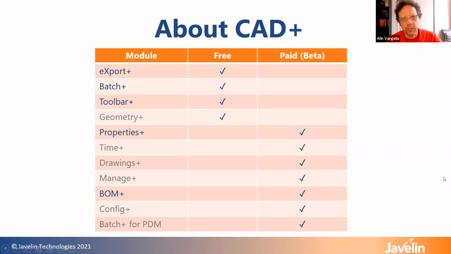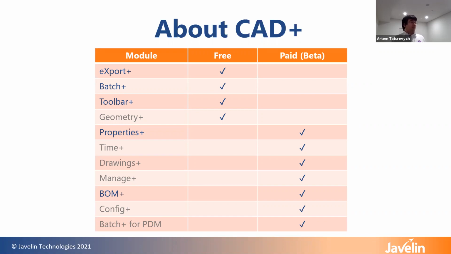One of the questions we got was about the roadmap for CAD Plus. Can you spend a minute talking about that? Yes, I want to quickly tell what is free and what is not. Batch Plus in assembly and standalone is free, Toolbar Plus is free, and all the macros you saw are free. There is something new coming, Geometry Plus, which has additional functions for modifying your geometry.